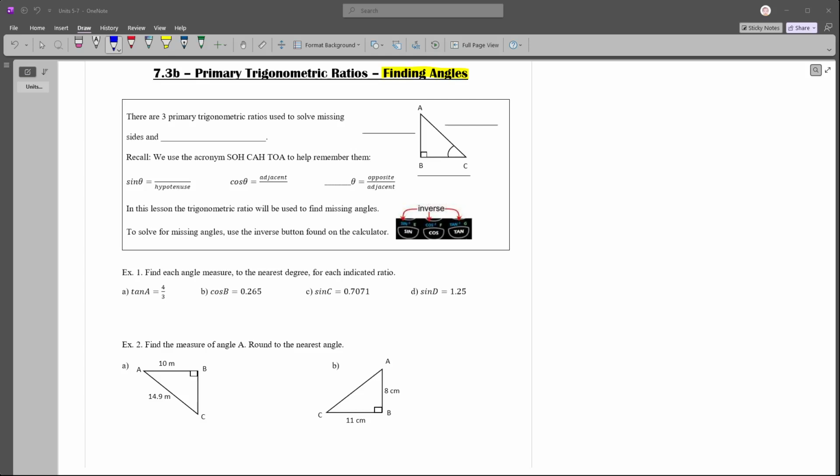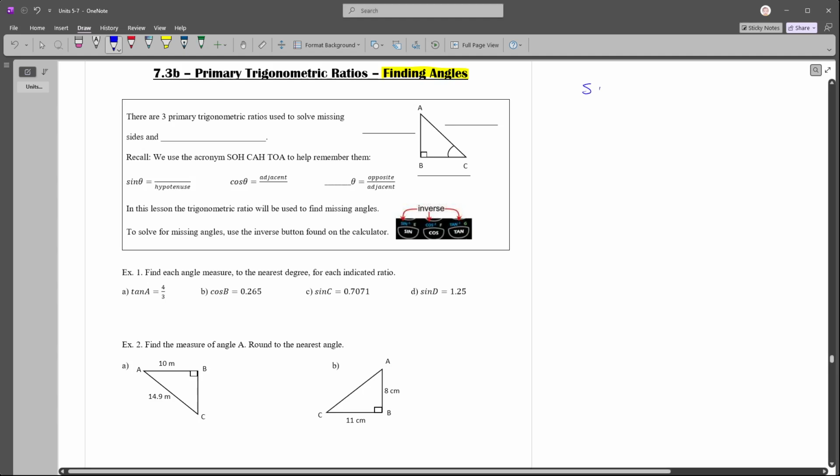All right, we're going to get right into it. So we're going to continue off from our last lesson. In the last lesson, we talked about the three primary trig ratios, sine, cos, and tan. And we learned a quick little helpful memorization tool which told us when to use which primary trig ratio. That memorization tool was SOH, CAH, TOA.